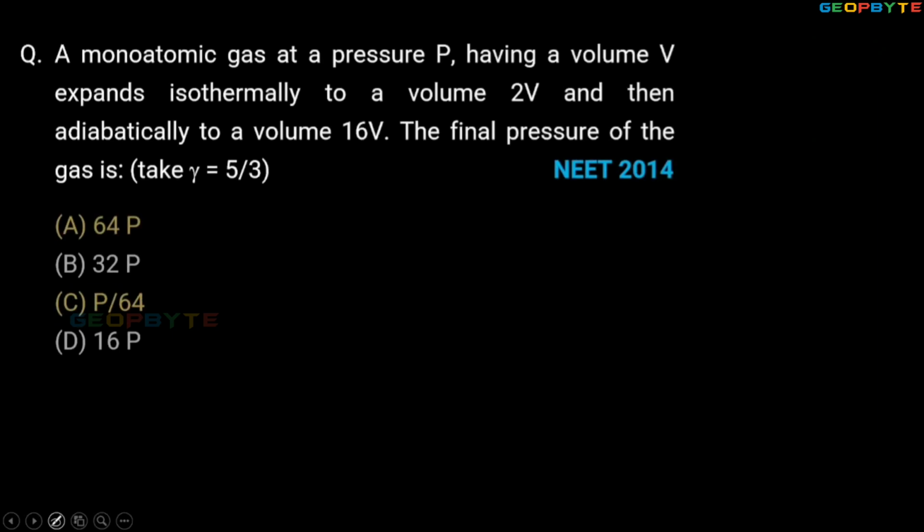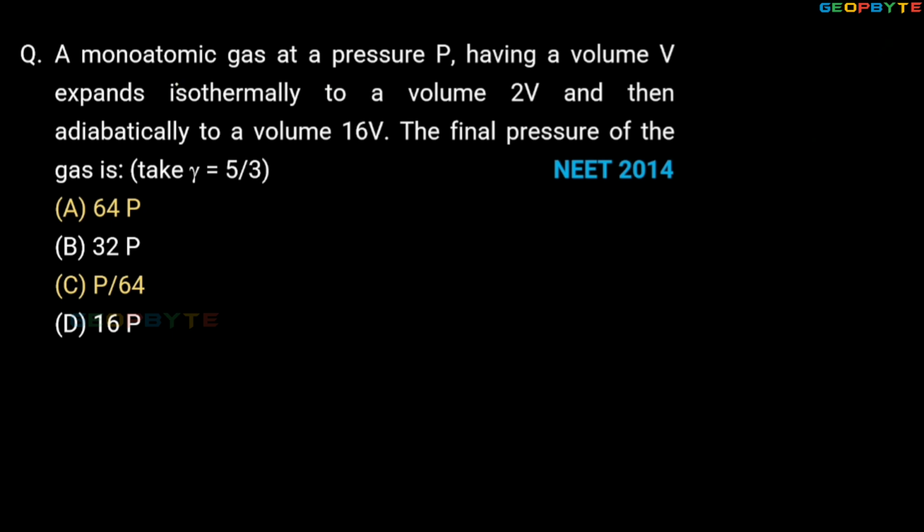Similarly, let us take another important problem. Okay, look at the screen. It is asking like this. A monatomic gas at a pressure P having a volume V expands isothermally to a volume 2V and then adiabatically to a volume 16V. The final pressure of the gas is... You're asked to take gamma equal to 5 by 3, that is 1.67. Gamma for monatomic gas equal to 1.67 equal to 5 by 3.